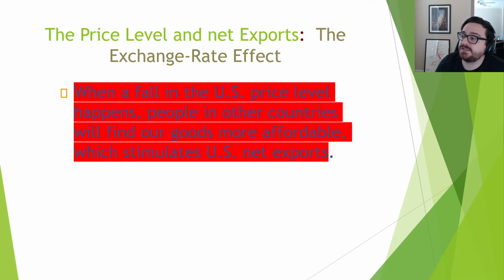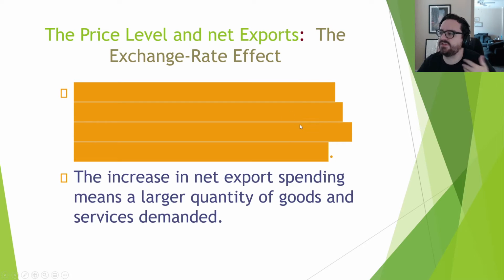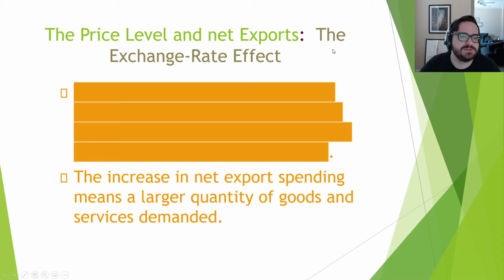So if you're from Mexico and you're buying an American good, then that good is now cheaper because the price level is lower. So they can buy more, which is going to cause net exports to go up because that'll be more exports for America. So lower price level, higher exports; lower price level, higher consumer spending; lower price level, higher investment spending. That's why these things are linked together. It's why there's an inverse relationship between those two variables.